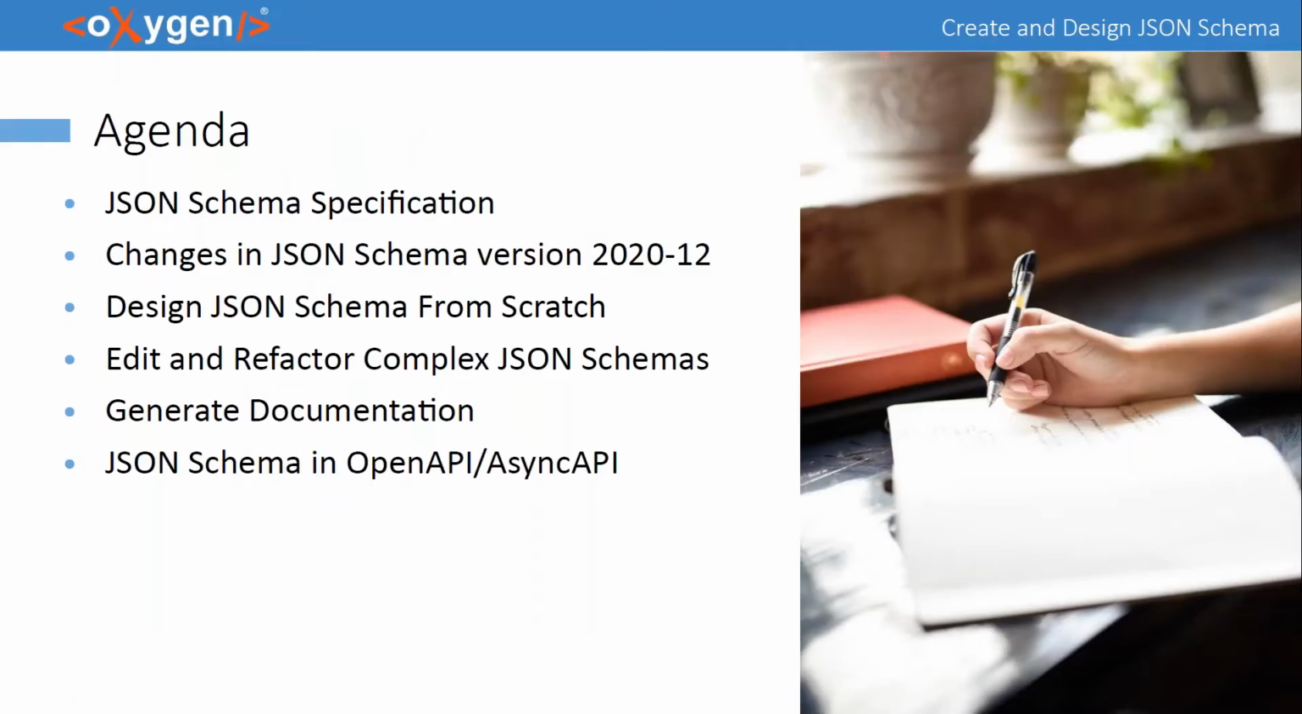So this is the agenda of the presentation. We'll discuss a little bit about the JSON schema specification, the changes that were made in the latest version of JSON schema. Then we'll see how you can create and design JSON schema. We'll see the new refactoring actions and the new search actions that we added in the latest version, the tools that we also updated to use the latest version, the generate documentation, and the JSON schema in OpenAPI or Async API languages.